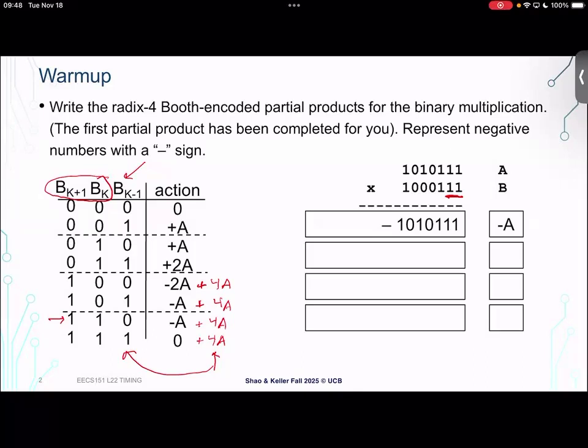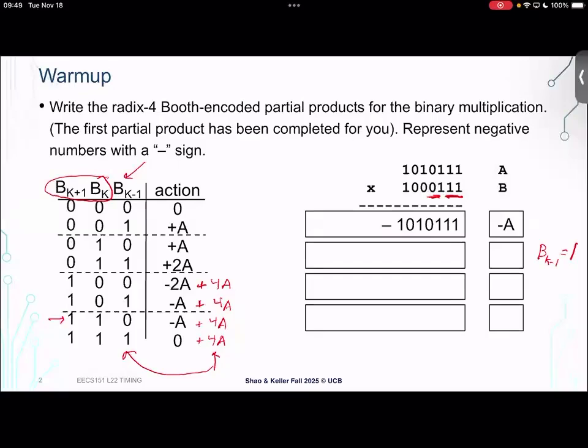Now, the key to remember is that in this row, this minus a is really minus a plus 4a. And so we'll make a note to ourselves, the b sub k minus 1 of the next row is going to be 1, right? Because adding 4a for this precision, if you shift over by 2 bits, that's the same as adding a for this next group of 2 that we're going to look at next. Okay, so let's tackle the next one.